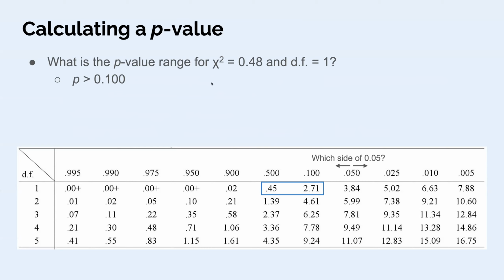So here's our example. We had a chi-squared value of 0.48 and 1 degree of freedom. We would follow the first row across until we find a pair of numbers that our number is in between. So it's not too far from this 0.45, but it's somewhere in between 0.45 and 2.71 is the value of our chi-squared. And that translates into a p-value between 0.5 and 0.1.